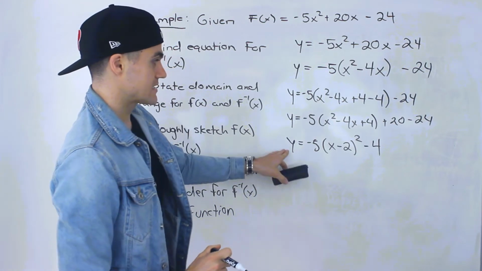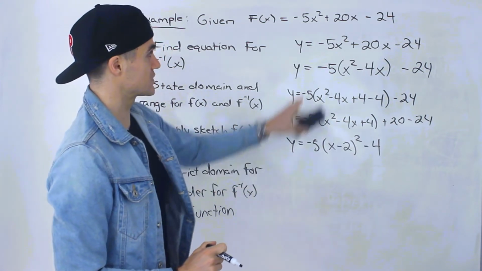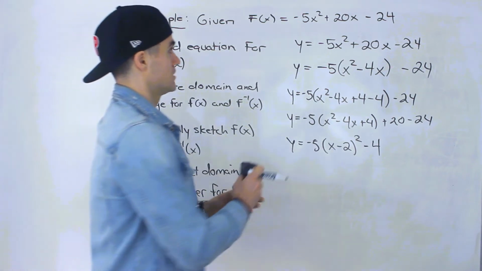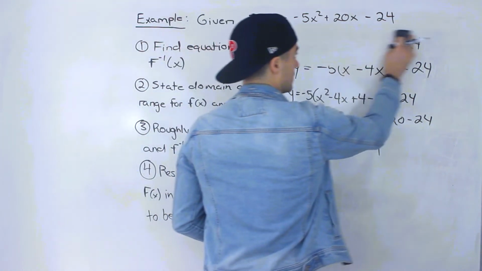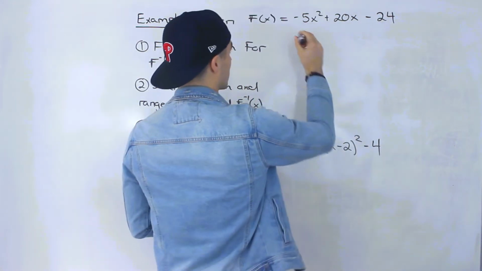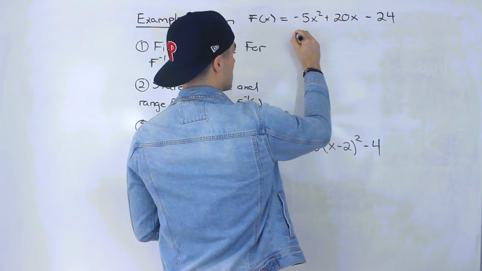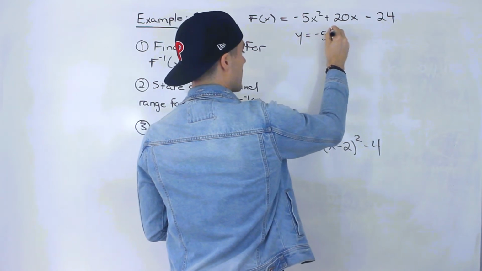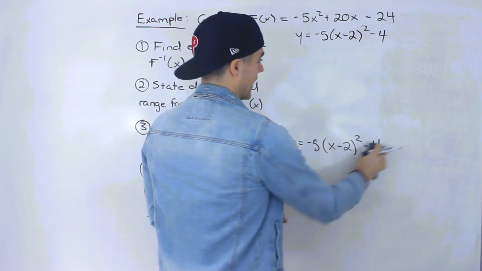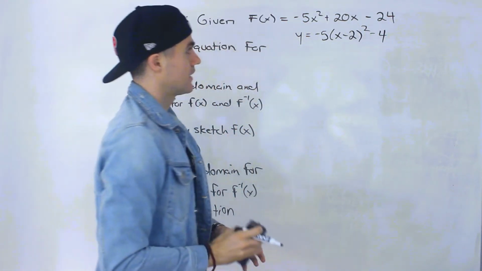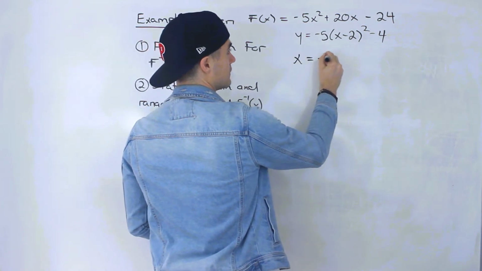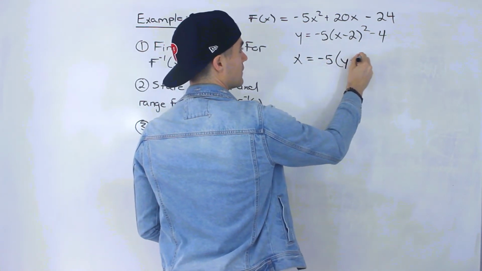So this is the vertex form of this. This and this are the same thing. They're the same function. So now I'm going to rewrite this up here. We've got y equals negative 5 times x minus 2 squared minus 4. And now notice, if we interchange the x and y values, so if we let this be x, this is going to be y.